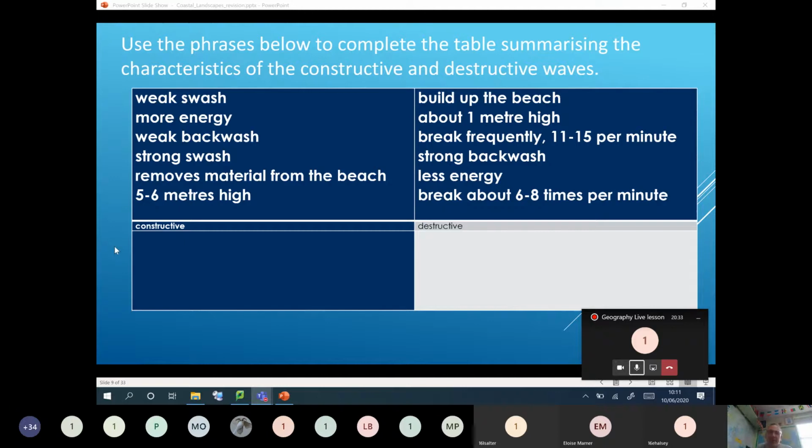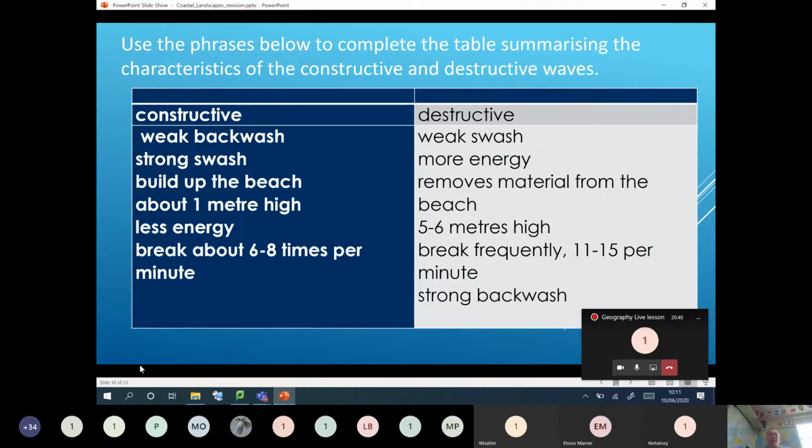Okay, let's just check. I'm going to put the answers up on the screen for you. Here we go. Constructive waves have a weak backwash. They do have a strong swash. They take the material up the beach, but they do not remove it. So they build up the beach, they make it bigger, they construct it. The waves are only up to about 1 meter high, so they're quite low in height and low energy. And you only get 6 to 8 per minute, so not many waves per minute.